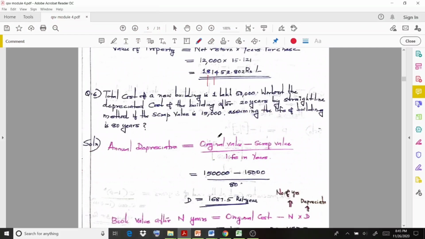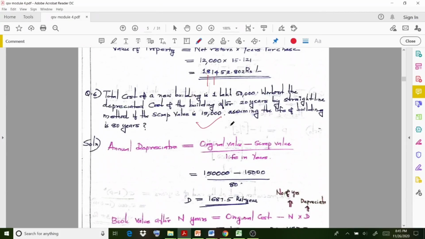So coming to the problem again, the total cost of a new building is 1,50,000. Work out the depreciated cost of the building after 20 years by straight line method, if the scrap value is going to be 15,000, assuming the life of building is 80 years. So that's the case. Total cost of the building, it is given as 1,50,000. So that is the original value, you know.